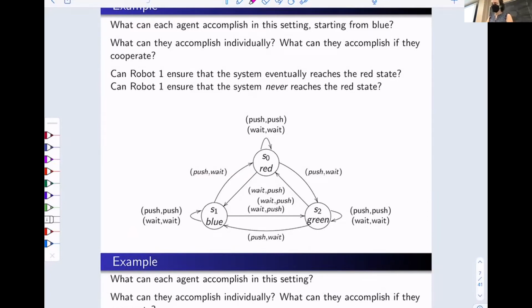So this looks pretty simple, but it's a little bit more complicated than it seems. No robot can be sure that the system goes into a state, but robots can be sure that the system stays out of a state.